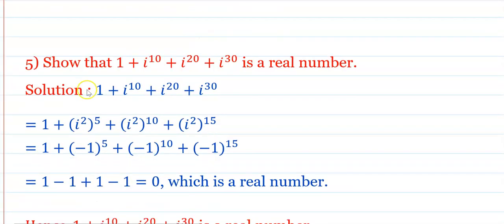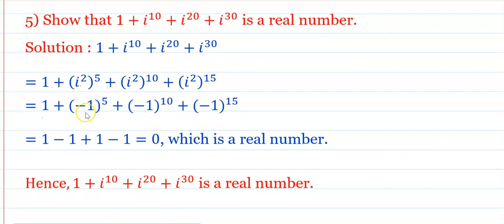Now the next example. Show that 1 + i^10 + i^20 + i^30 is a real number. That means we will not get i there, we will get a number. i^10 means what again? (i²)^5 plus (i²)^10 plus (i²)^15. First one as it is. i² means what? (-1)^5 plus (-1)^10 plus (-1)^15.